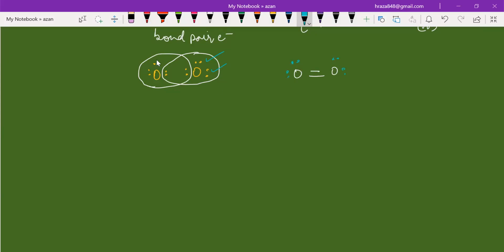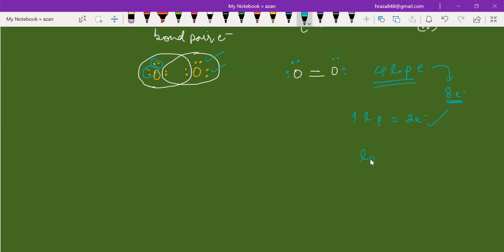So the second oxygen will also have 2 lone pairs. So the total lone pairs on oxygen, O2, is 4 lone pairs. 4 lone pairs, that means how many electrons? 8 electrons, because one lone pair is equal to 2 electrons. Yes or no? Yes, sir. So a question can be asked like what is the number of lone pairs on O2, or what is the total number of lone pair electrons. So you have to answer 8 electrons.